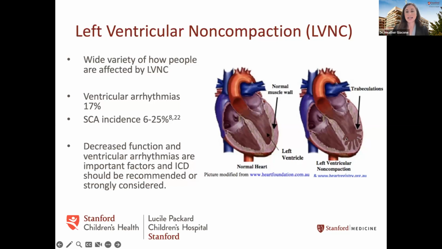So what it is, is an abnormal, again, architecture. You can see these kind of what we call crypts, or up and down area of the heart within the left ventricle. We do know that if patients with left ventricular non-compaction have decreased function and ventricular arrhythmias, these are very important factors to take seriously, and an ICD should be recommended or strongly considered.